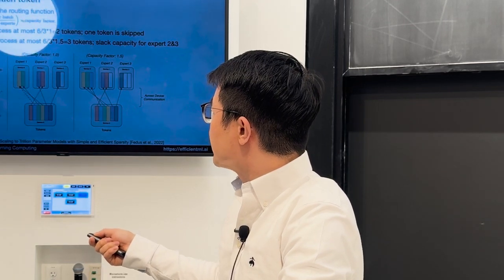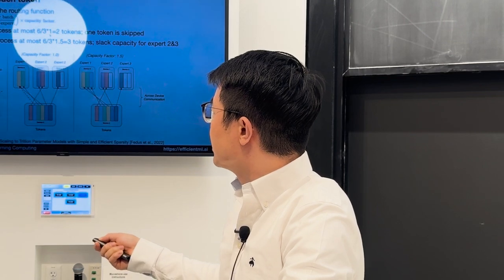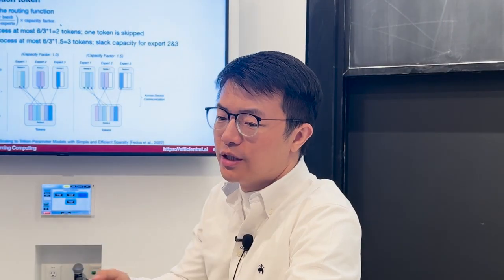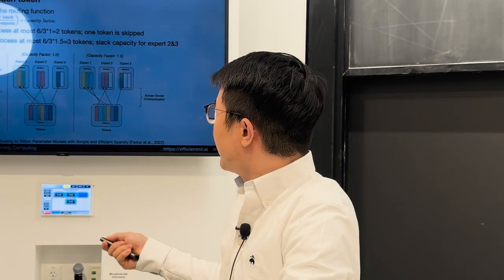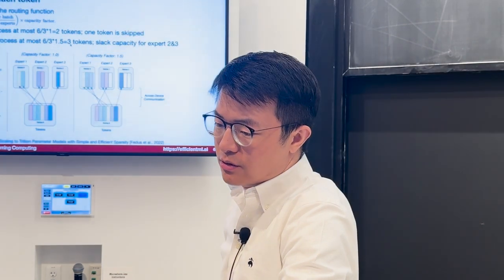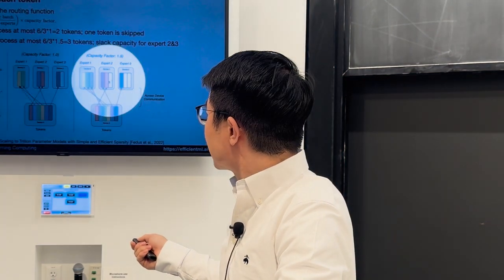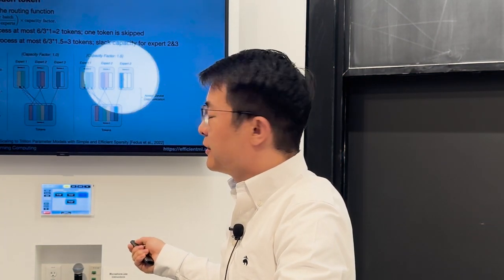So tokens per batch is 6. Number of experts, we have 1, 2, 3. We have 3 experts times 1. So every expert can process at most 2 tokens. And if the capacity factor is 1.5, every expert can process at most 3 tokens. At most 3 tokens. So there's empty slots selected for expert 2 and 3.